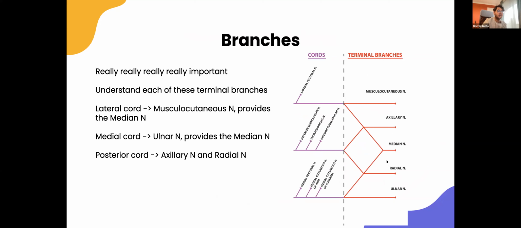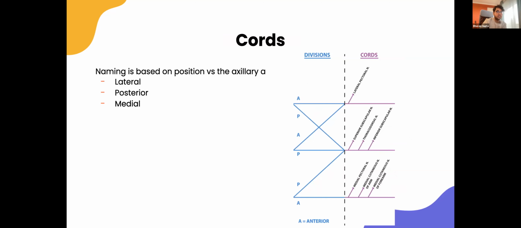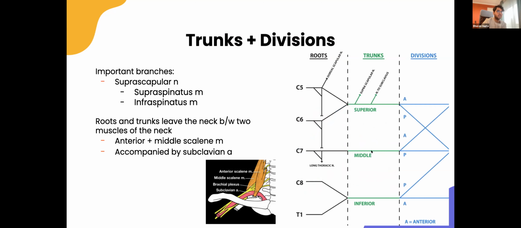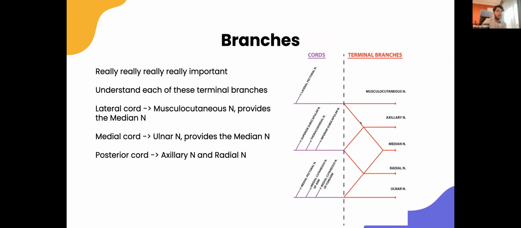Okay, branches, the most important part of the brachial plexus are all of these branches. Remember, the axillary nerve and the radial nerve are going to be our posterior nerves, whereas the rest of them are going to go to the anterior side. Really, really important to memorize this stuff. As we can see here, the median nerve comes from all of our roots. It gets some innervation from almost everything, and so it's really important to know that. The ulnar nerve is only C8 T1, and musculocutaneous similarly is only our top roots.